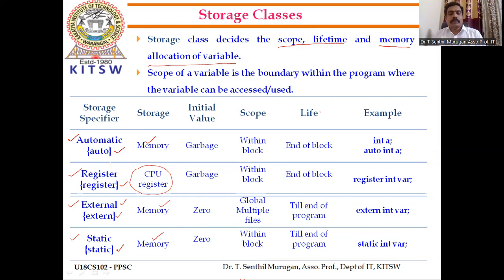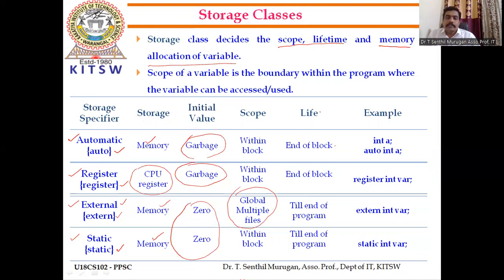When we use automatic and register, the initial value of the variable is a garbage value, not zero. But when we use the extern or static keywords, the variable takes an initial value of zero. The scope of auto, register, or static is within the block; the storage class works only in that particular block. But the extern keyword works globally across multiple files. If multiple files are there, it will work in both files.